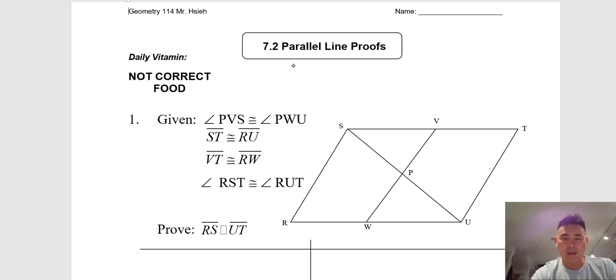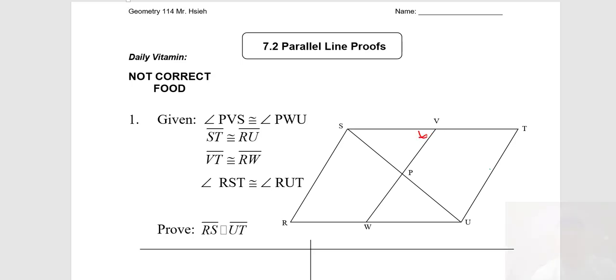It's given that PVS is congruent to PWU. Hopefully you can see that those are alternate interior angles, which tells you that the top and bottom lines are parallel to each other. Not sure if we need that. ST is congruent to RU, and I know that VT is congruent to RW, which by subtraction I know that these two are congruent to each other.